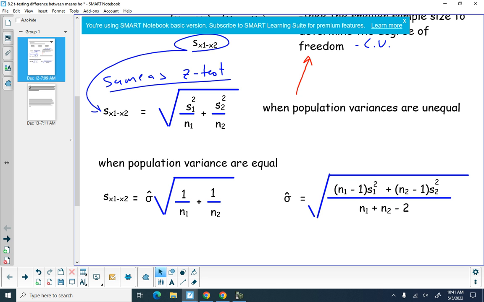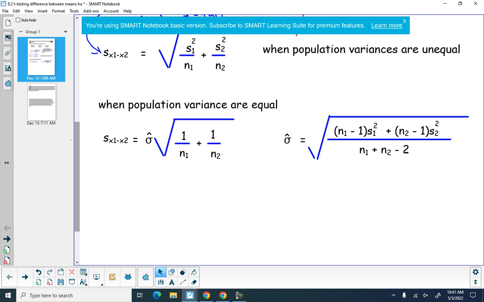When the population variances are equal, this turns into a little bit uglier thing to work with. We're just going to address it. When you have a problem on a test, it's going to say the population variances are unequal. When the population variances are equal, you have this sigma hat, square root of 1 over n1 plus 1 over n2. How do we calculate the sigma hat?